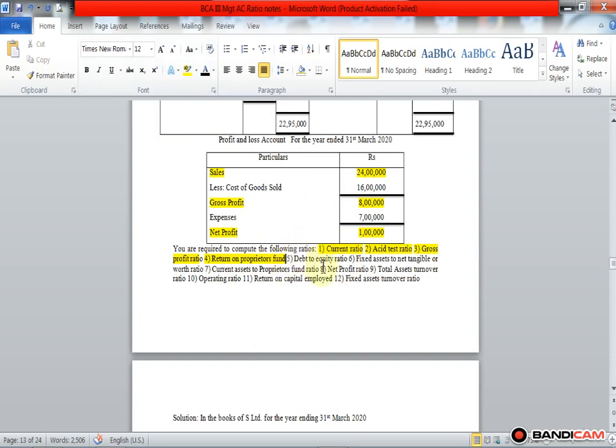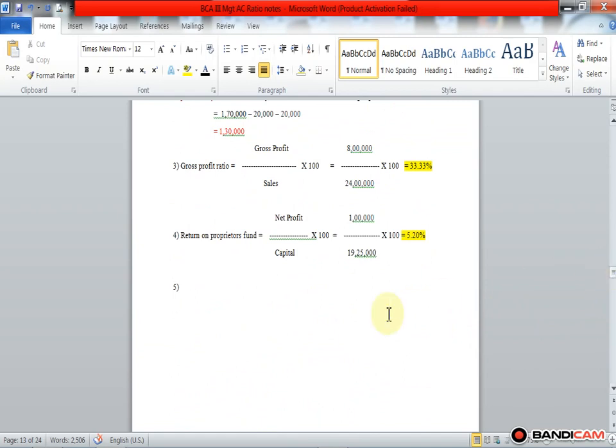Now we will solve the debt to equity ratio. Okay, debt to equity ratio, here in our problem debt equity is also given. So debt to equity means to find out the ratio of debt or utilization of debt. So here debt to equity ratio is equal to total debts.